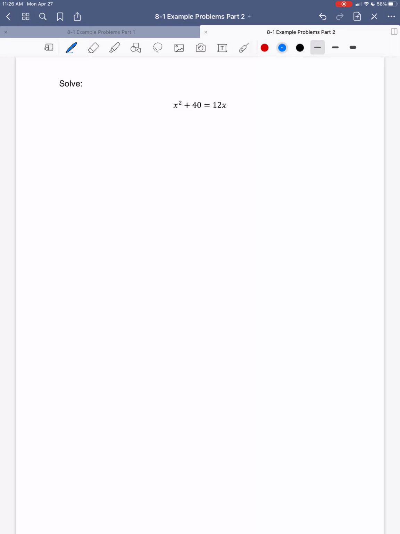Okay, so this problem. Again, I've got a 1 in front, so that's good. That works out fine. But I need all the x stuff on one side and the other stuff on the other side. So, you know, I might start here. I want all the x stuff over on the left, maybe, with the x squared. So I'm going to subtract 12x from both sides. But then I don't want the 40 with that stuff. I want to get rid of the 40. So I'm going to subtract 40 from both sides.